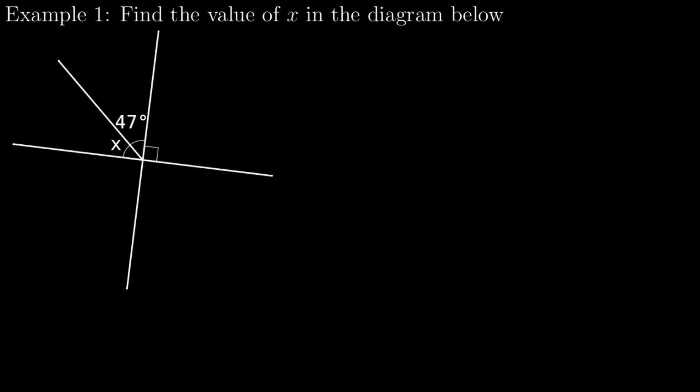So here's our first one, and I see that I want to find the value of x in the diagram below. I see the x, and you may be able to think through what this is, but we're going to break down exactly why these work out the way they do. So this is one of our angle pairs. We're going to look at three today.